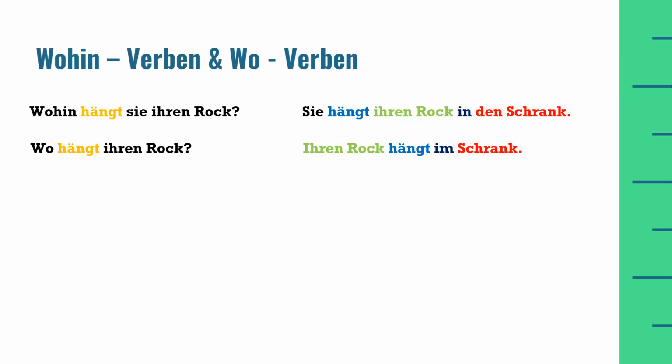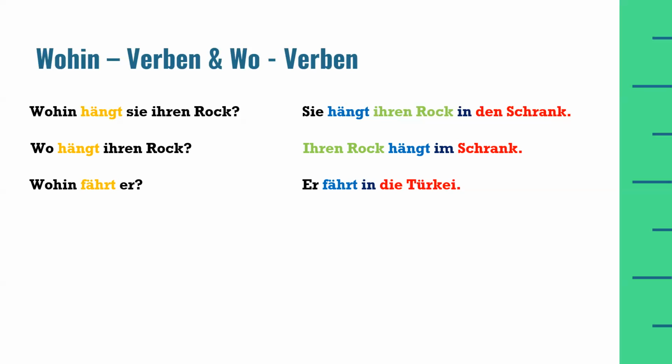Ihren Rock hängt im Schrank. Her skirt hangs in the cupboard. Now, in this sentence, there is no movement, therefore, the preposition in will act like dative, and for the masculine noun Schrank, we will use the definite article for a masculine noun in dative case, which is dem, and in dem has been converted into im, and we have used this im, the short form of in dem.